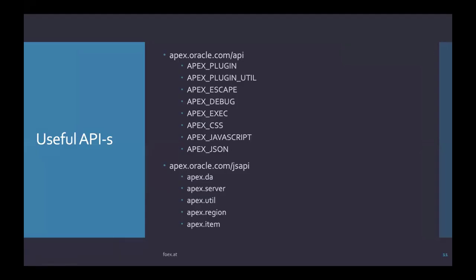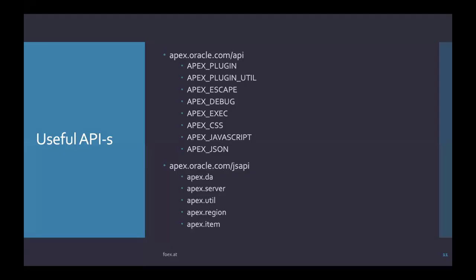Useful APIs, you will at some point have to use some of these. Hopefully some of them more often than not, for example, Apex Escape. So an Apex plugin usually consists of two worlds. You have the PL/SQL world and you have the JavaScript world. And Apex provides helper functions for both of these places. So in terms of PL/SQL, we have all these packages in uppercase: APEX_PLUGIN, a very used one. APEX_ESCAPE, again, very used. APEX_JSON, you will need it at some point when developing plugins.